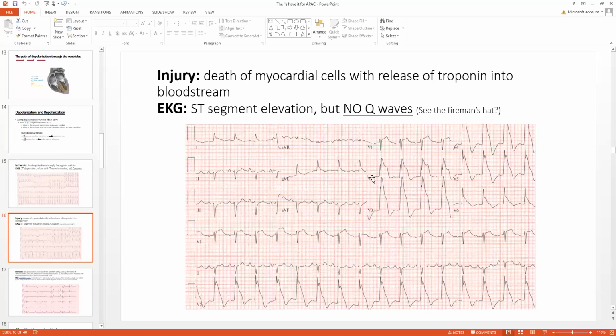Here on that baseline is the front brim, and then here comes where the shield is, and then that ST elevation is where the dome of the hat is, and coming down here to the T wave would be where the posterior brim of the hat is that keeps the hot ash from going down the firefighter's neck. So this is injury. No Q waves, but there is troponin and ST elevation.